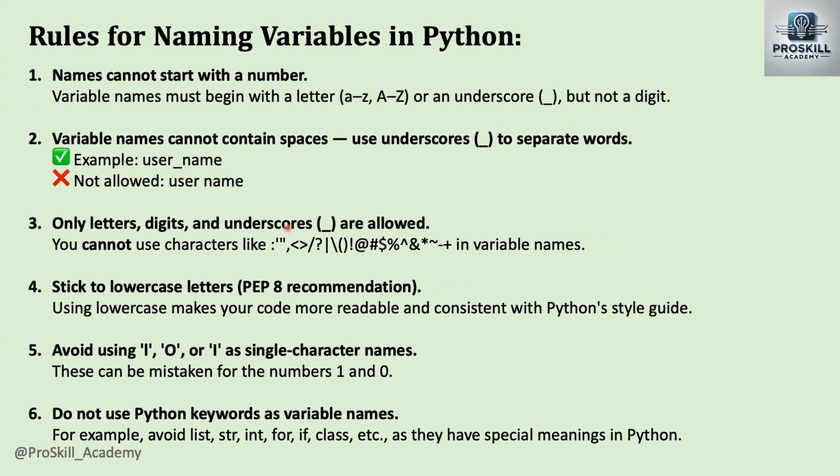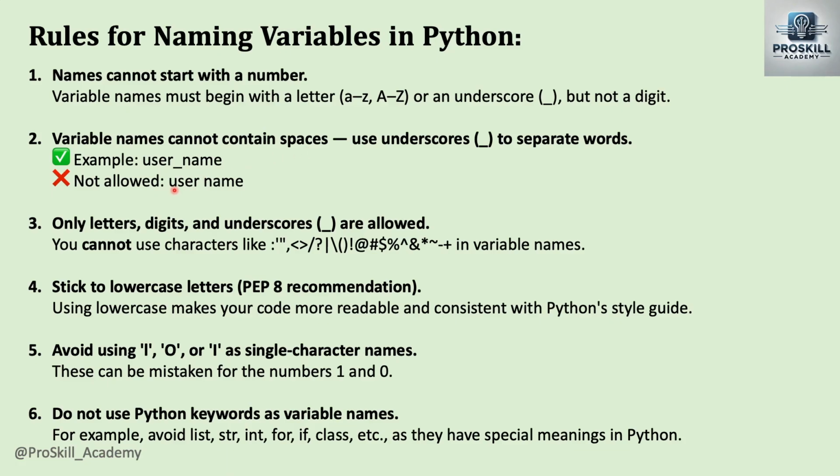Now before we jump to the Jupyter Notebook, there are certain rules for naming variables in Python. We shall go through them first. So the names cannot start with a number. Any variable name should start with a letter A to Z or an underscore, but not with a digit like 1, 2, 3. Variable names cannot contain spaces.